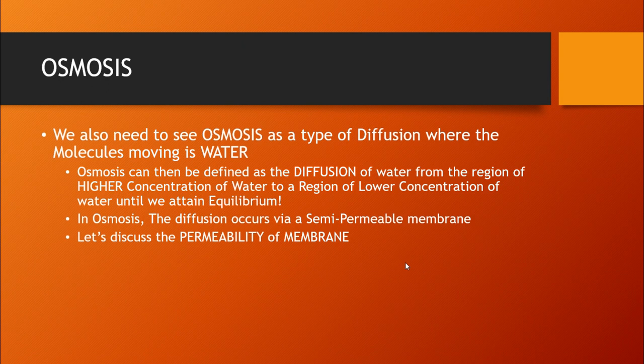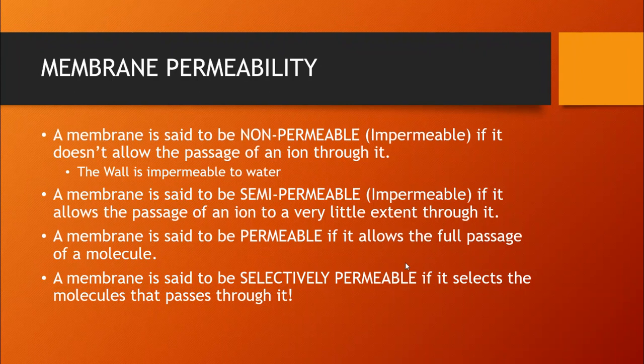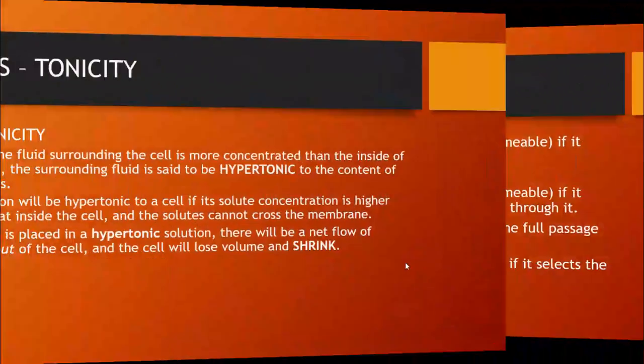In osmosis, the diffusion occurs via a semi-permeable membrane. So let's look at what permeability is, although I've explained it earlier. We are just having non-permeable, semi-permeable, and selectively permeable. I've discussed this earlier. You can just pause the video there and read through it.